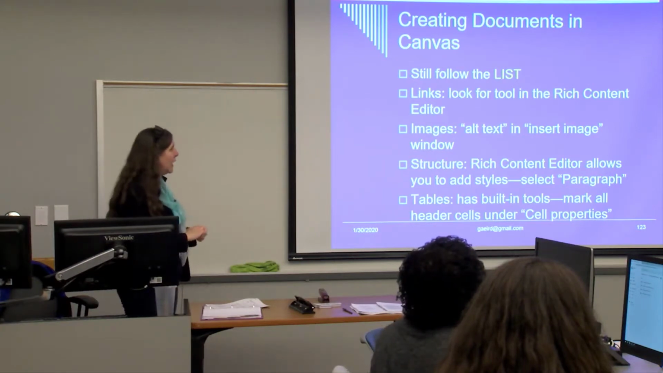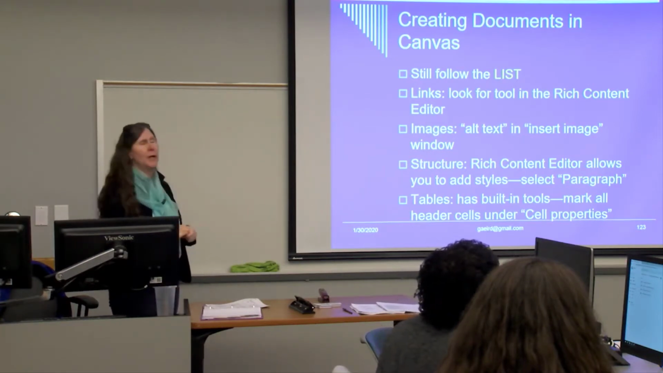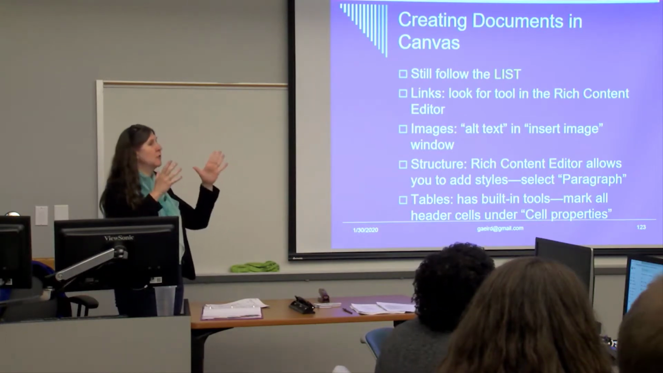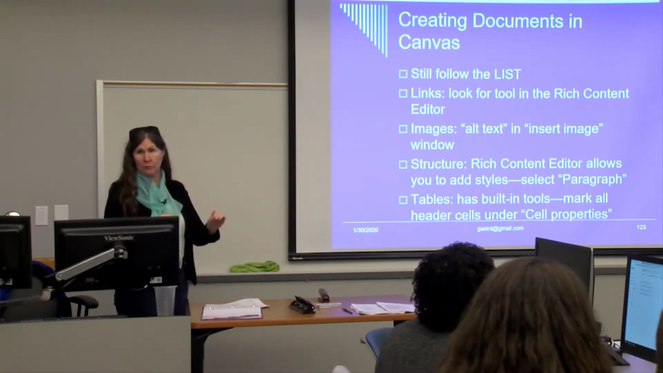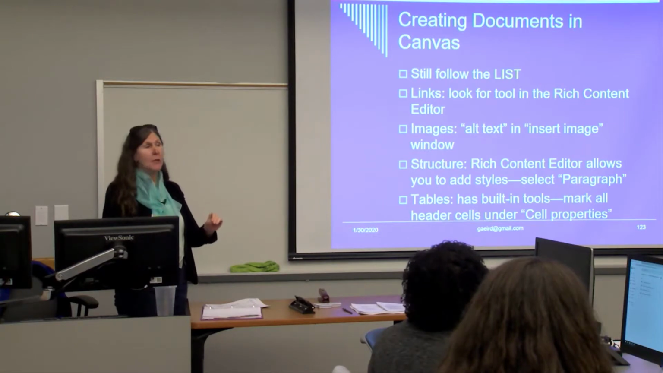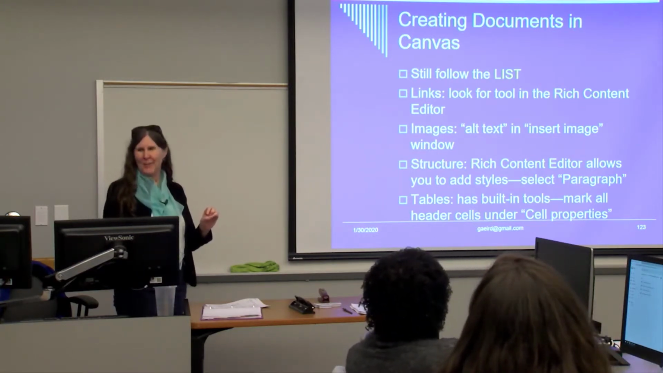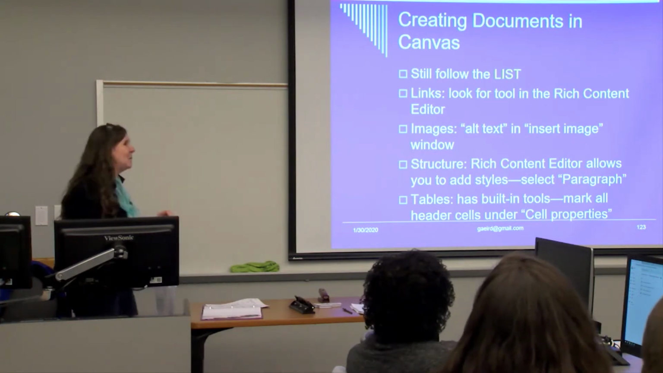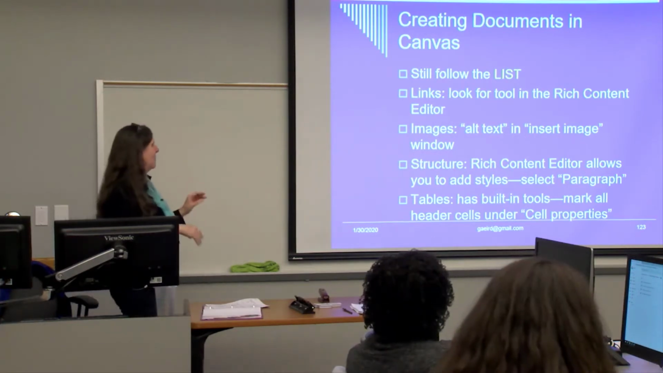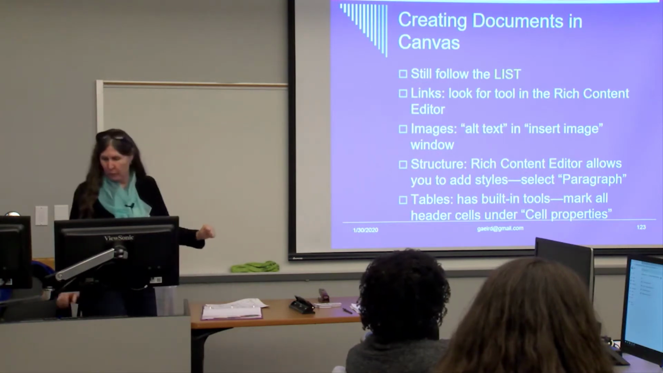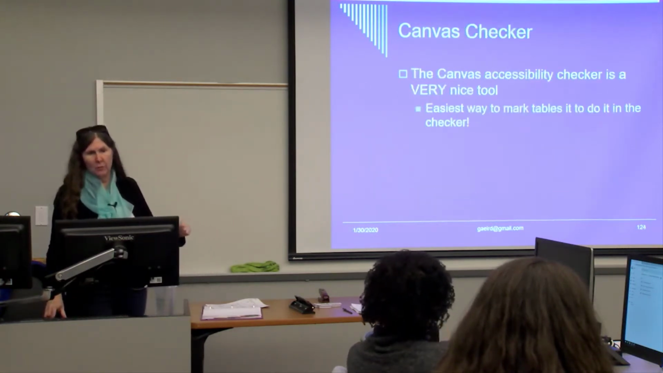All of your styles are under your paragraph tool in your rich content editor. Remember, Canvas reserves heading 1 for itself. It won't let you do a heading 1. Although I have brought in a styled document from Word, and it will bring the heading 1 in if you really wanted one. But there's no reason. You only need one heading 1 on a page. And then your tables has that beautiful table tool in your accessibility checker.